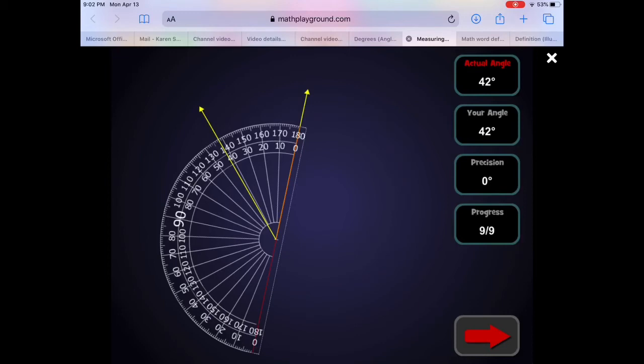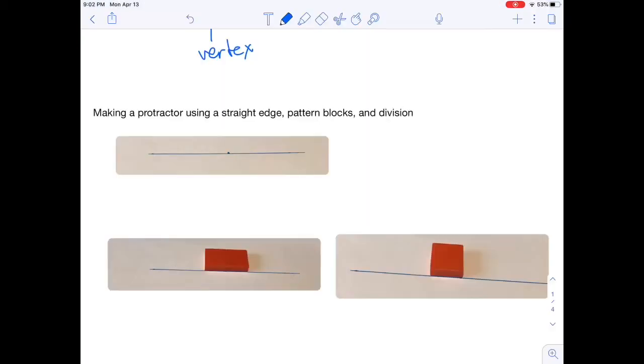Next, we're going to make our own protractor. With measuring, students can make their own linear ruler, right? You could have paper clips lined up back to back and mark them and make a measuring device. We're going to make a protractor in a similar way to understand angles a little better. We'll use a straight edge, pattern blocks, and our understanding of division.